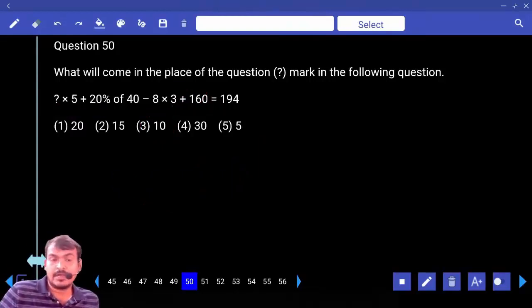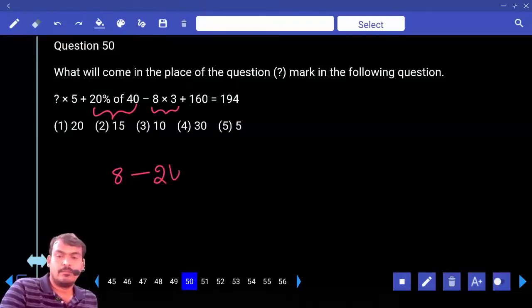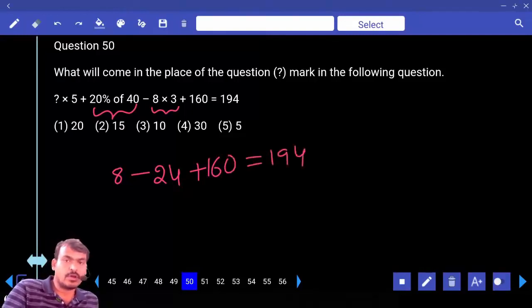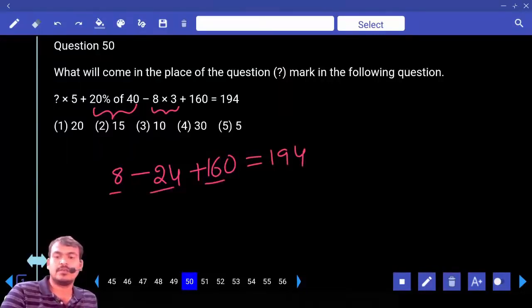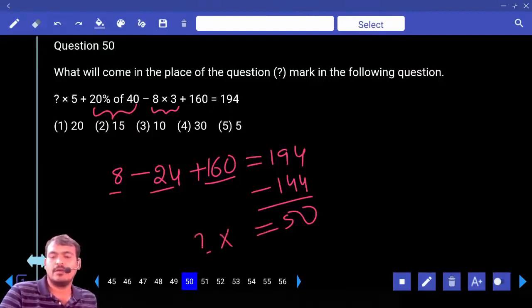Next one. First priority, 20% of which one? 40. 20% of 40 means 8, minus 8 into 3 is 24, plus 160 equals how much value? 194. Okay, first 8 minus 24 is minus 16. 160 minus 16 is 144. The difference of 194 and 144 is 50, or not. That 50 is equal to something into 5, so something must be 10.